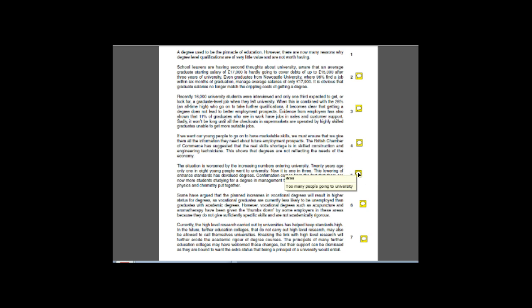Too many people are going to university and getting degrees. In this one, it's saying, although vocational degrees are leading to more employment, some of the subjects are not rigorous enough at universities. And finally, there's not enough research in some universities, which means there's no academic rigour. I can see that this is all negative towards degrees.